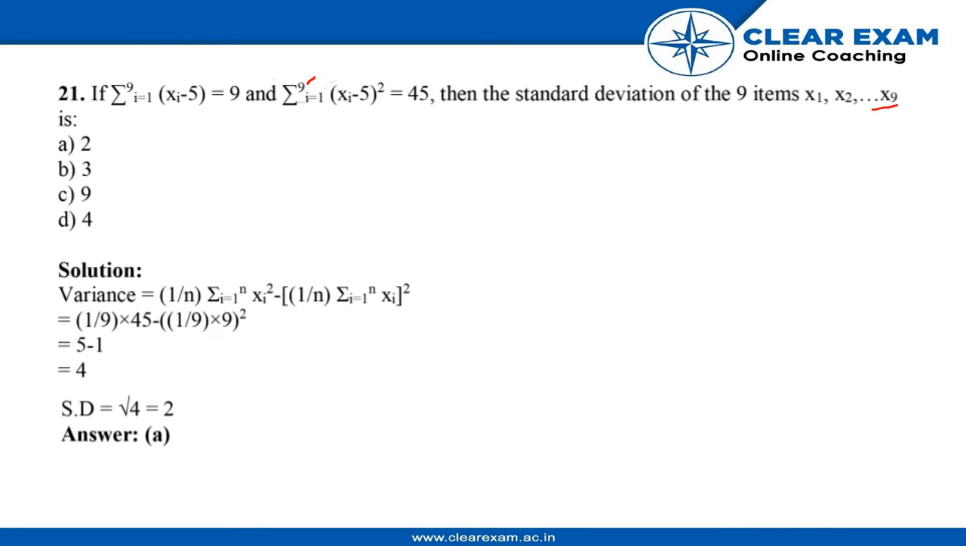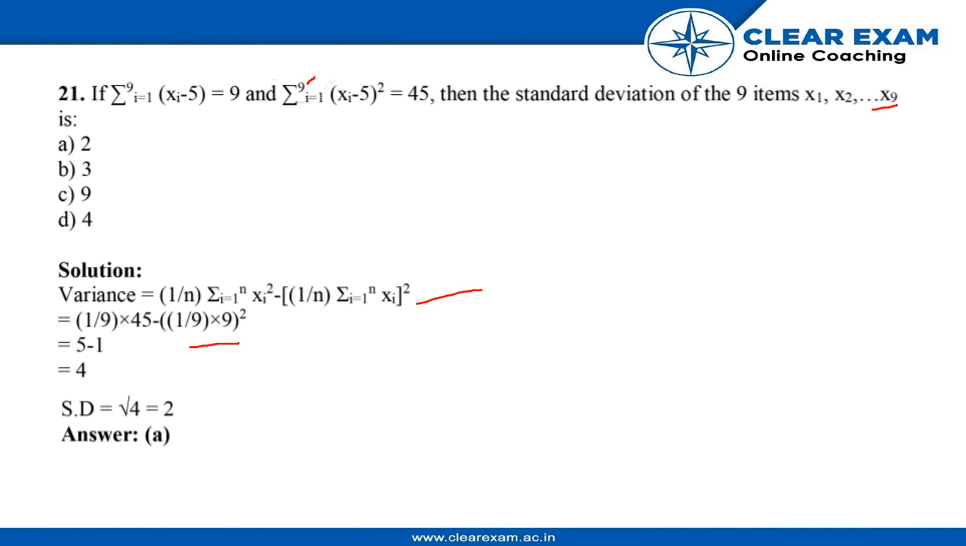So we'll use directly the formula. We know variance equals 1/n times the sum from i=1 to n of xi squared, minus (1/n times the sum from i=1 to n of xi) whole squared. So after applying all the values in this, we get 1/9 times 45 minus (1/9 times 9) whole squared.